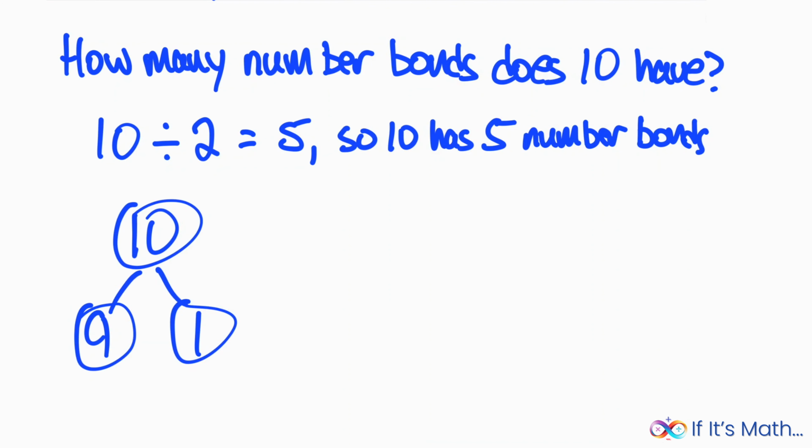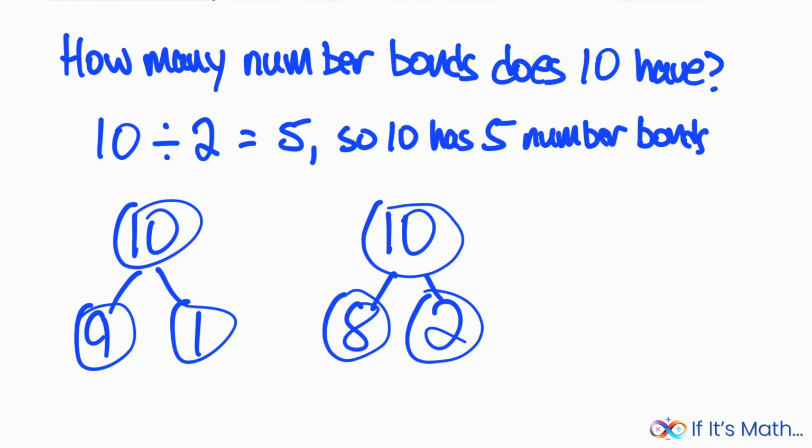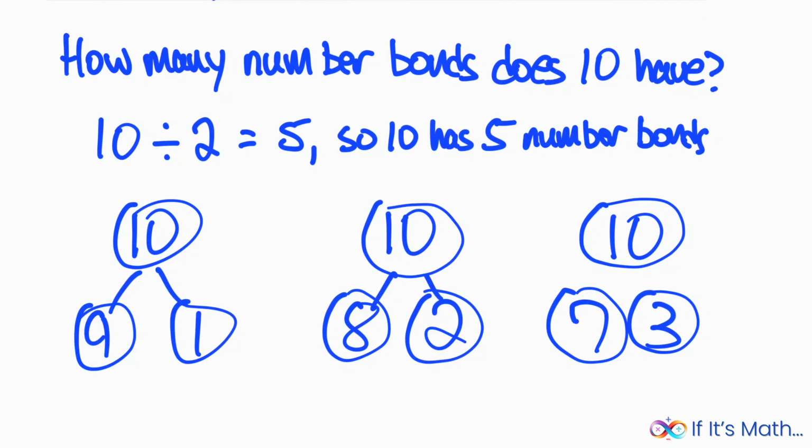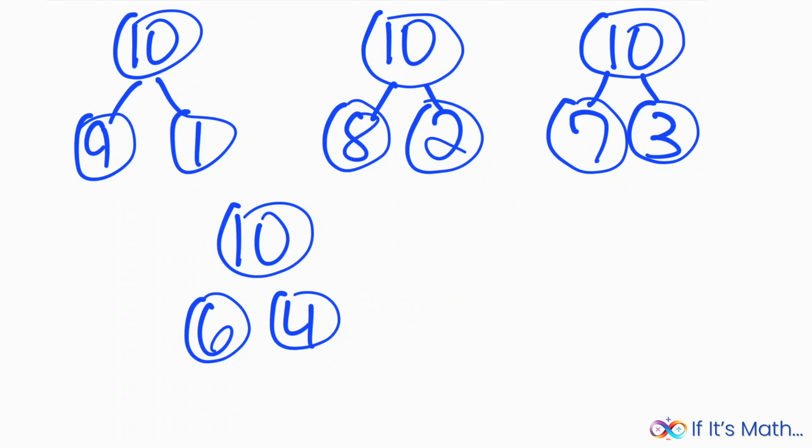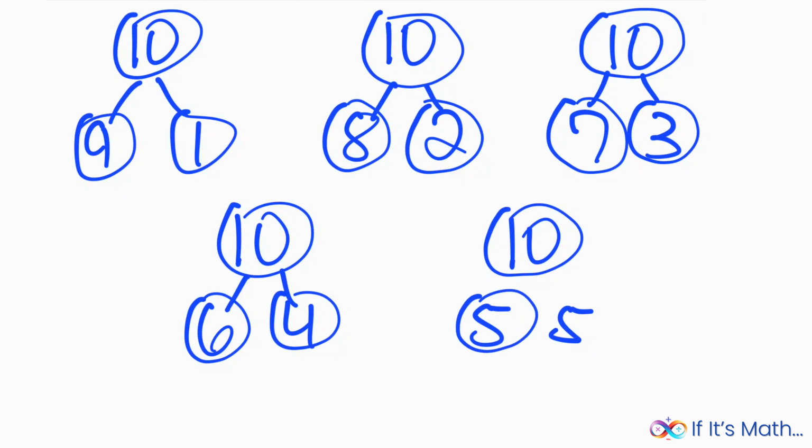Then if you needed to draw out all of them, you can see how they map out here. 10 is 9 plus 1. 10 is 8 plus 2. 10 is 7 plus 3. 10 is 6 plus 4. And 10 is 5 plus 5. So that gives you all 5 number bonds for the number 10.